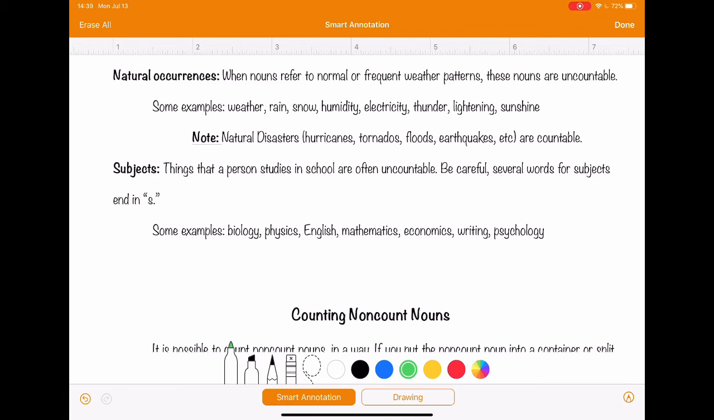However, note, natural disasters like hurricanes, tornadoes, floods, and earthquakes that do not happen normally or are not frequent weather patterns, those are countable. So I can say, for example, a couple of years ago, there were 2 big hurricanes that hit Puerto Rico, right? 2 big hurricanes. I can count the hurricanes. It's a natural disaster, not a normal weather pattern.